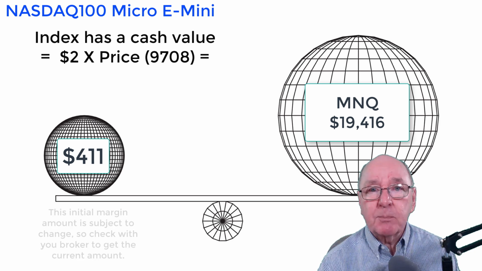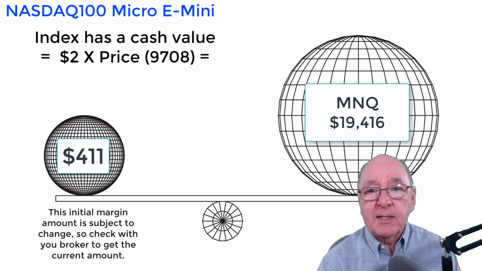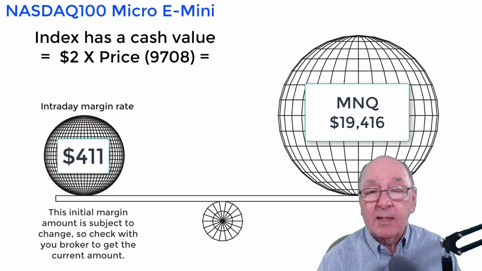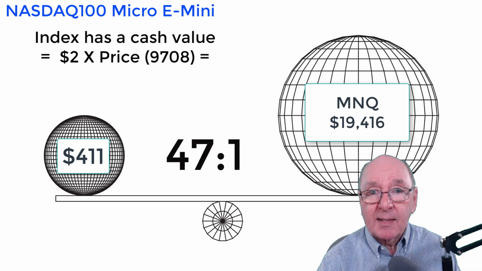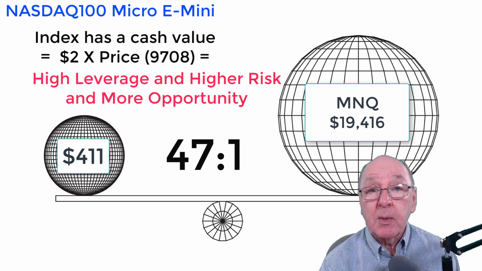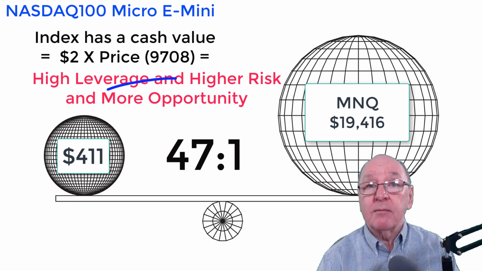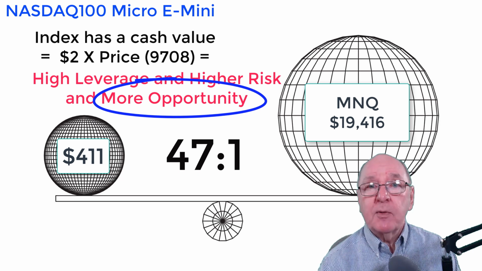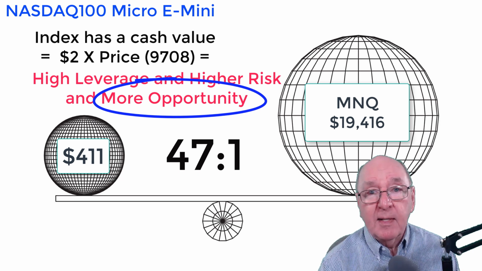Now, how much money do you have to put up? Margin money, that is, span minimum margin, to be able to day trade this contract. Well, it's $411. Now, that's amazingly high leverage. That means for every $1 you put up, you're controlling about $47. So 47 to 1 is the leverage ratio. And with that high leverage comes high risk, but also a very high opportunity that you could make a lot of money by putting up a little bit of money.